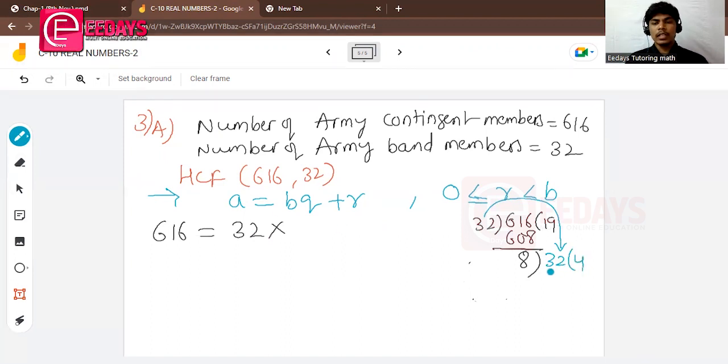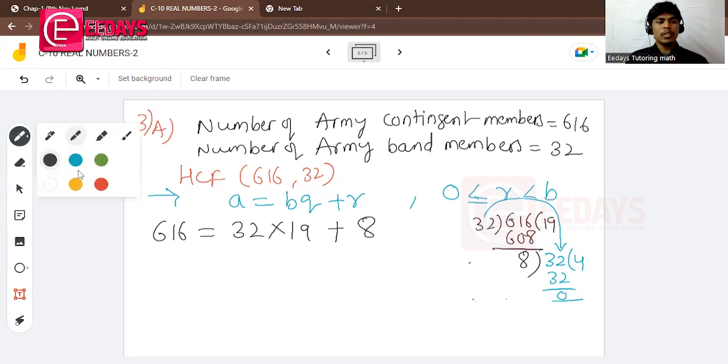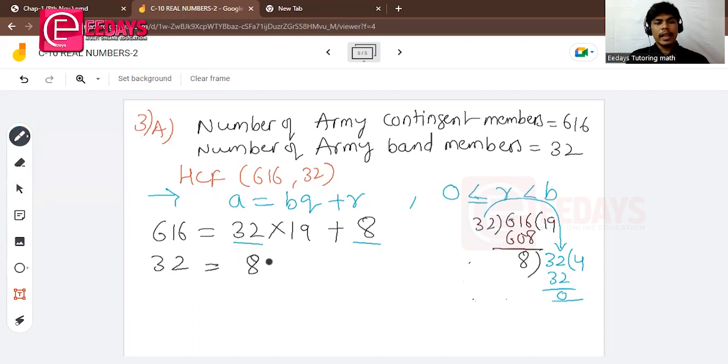Now 8 fours are 32. So you'll get remainder 0. Finally, you'll get remainder 0. You just stop it over there. So 32 into 19, the remainder we get is 8. Now observe 32 and 8. You can take 32 here and 8 times 4 will get 0.